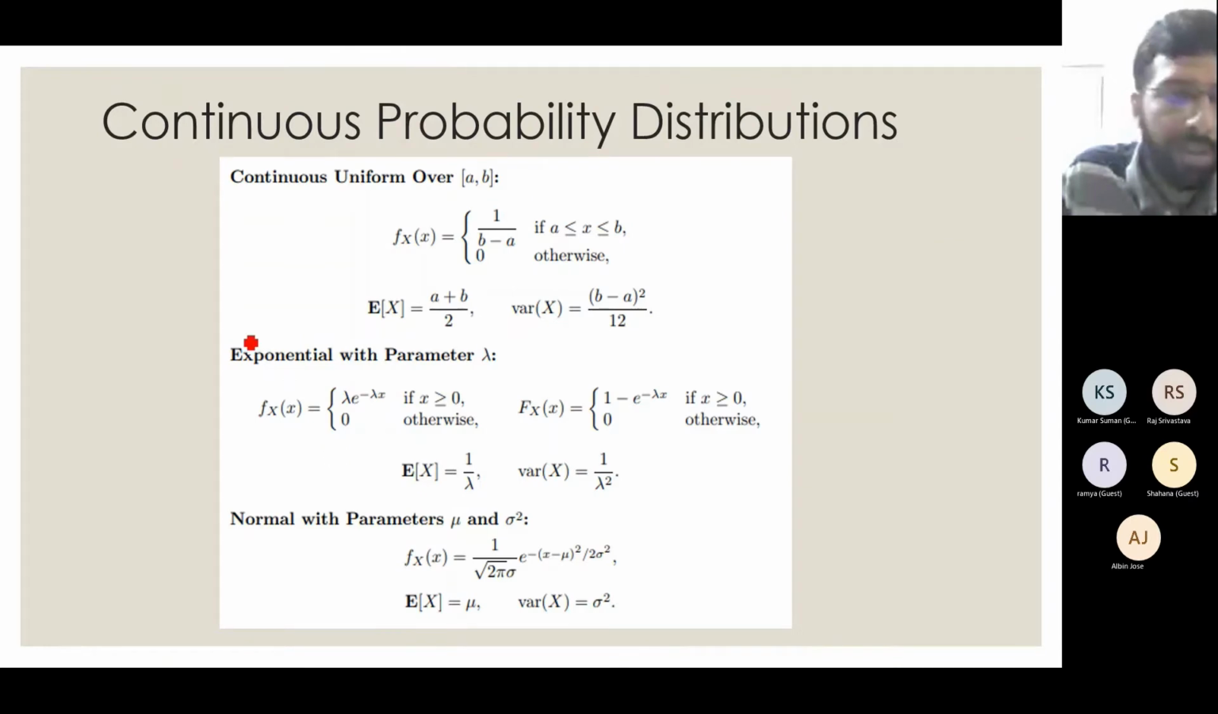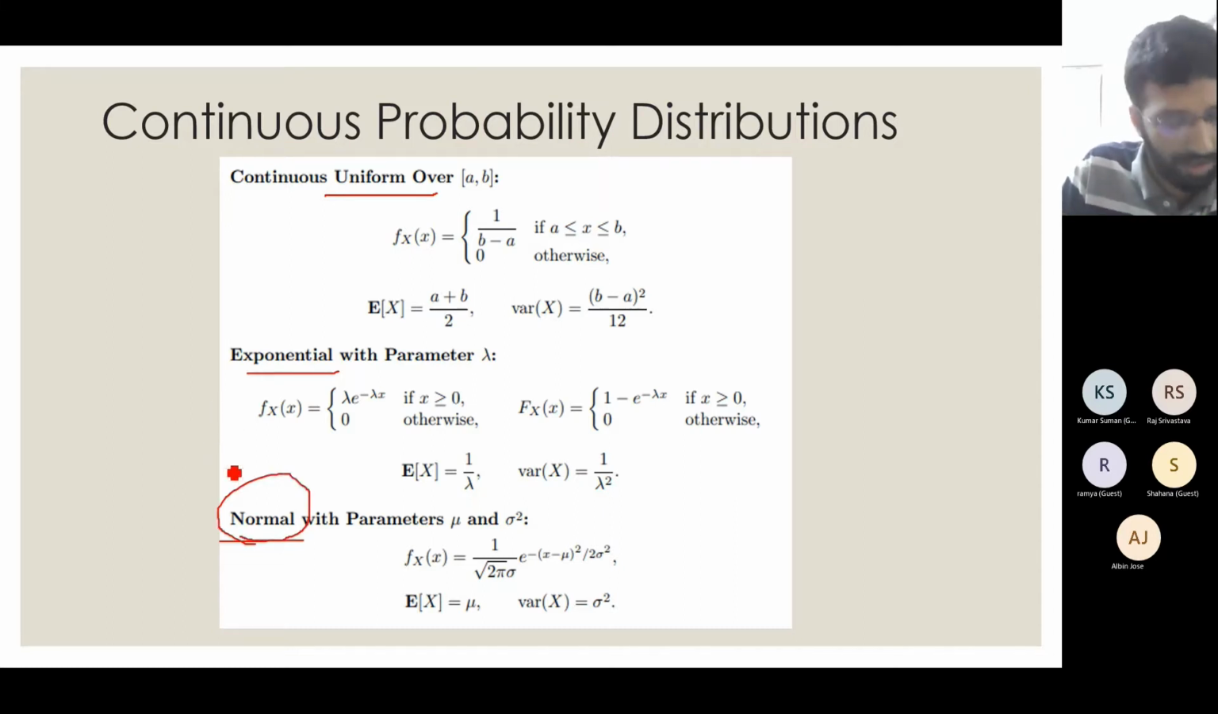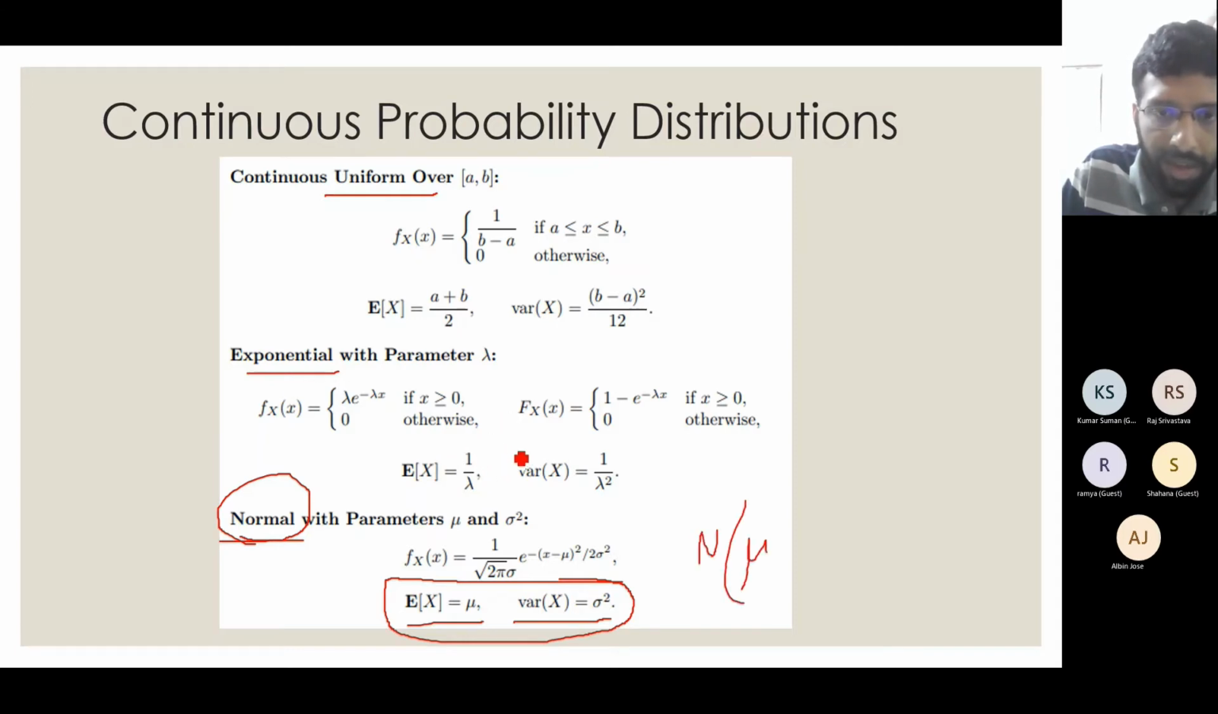Coming to continuous distributions, similar to what we saw for discrete, we have different cases like uniform, exponential, and normal. You can go through the equations, but it is not very important. We will mostly be concerned with normal distributions, which we will use throughout our inferential statistics. You need not memorize the equation by heart. Just keep in mind that if the expectation of a normal distribution is defined as mu, and the variance as sigma square, then the distribution is represented as N of mu comma sigma square.